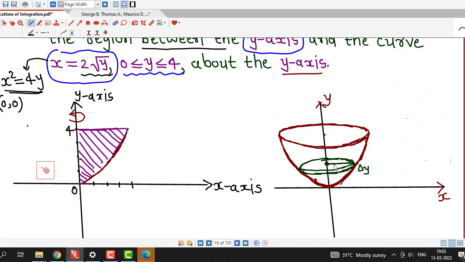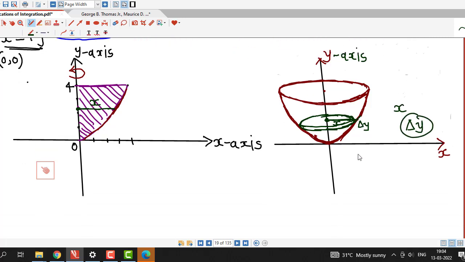from a point on the y-axis to the point on this parabola, that is this distance, denoted by x, will be the radius of this circular disc which is the cross section of this solid perpendicular to the axis of rotation, which is the y-axis. Here the axis of rotation is the y-axis, therefore we are taking a cross section of this solid which is perpendicular to the y-axis. That cross section is a circular disc of radius x and thickness delta y.